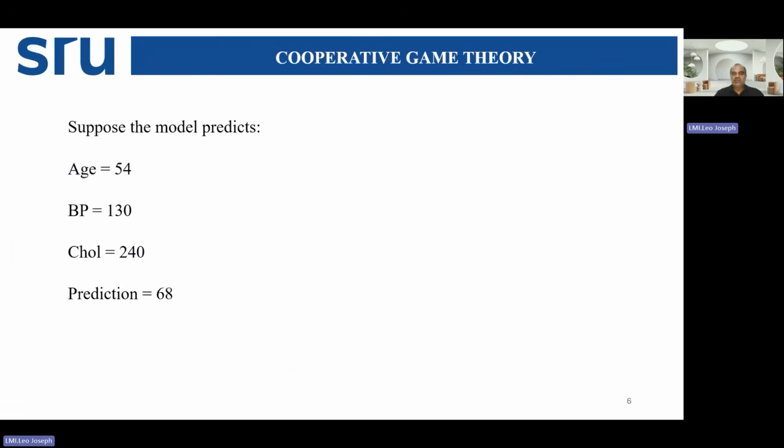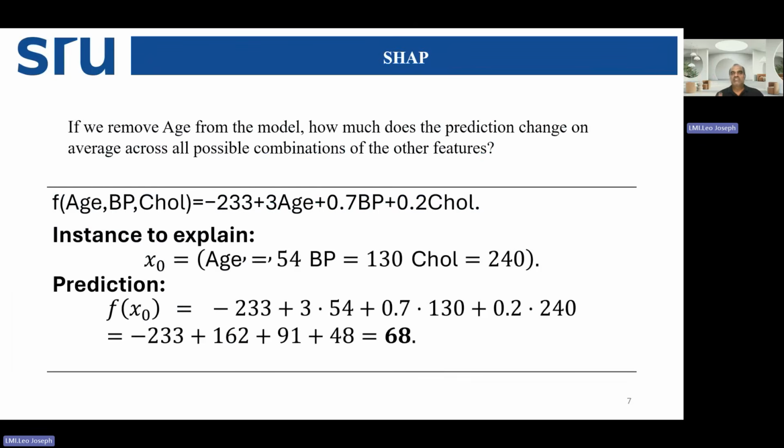Now here, let us check. If we remove age from the model, how much does the prediction change on average across all possible combinations? That we are going to check. So f of age, BP, cholesterol is equal to this formula. Already you have to refer to the previous lecture, then only you can understand.